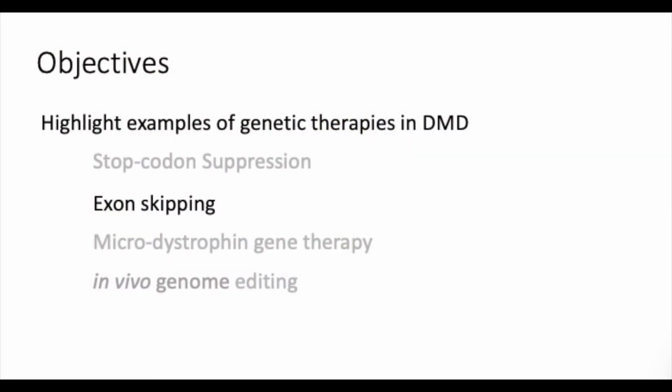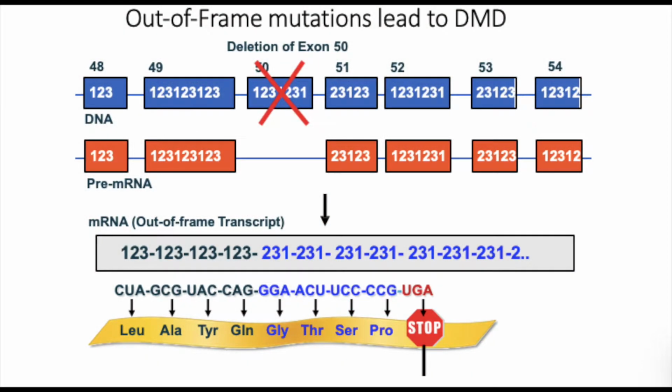The next example I'm going to quickly review is about exon skipping. And what is exon skipping? The idea of exon skipping is that we have seen that picture about how addition or deletion of one part of the genetic code can lead to a change in the way in which the body reads the genetic code.